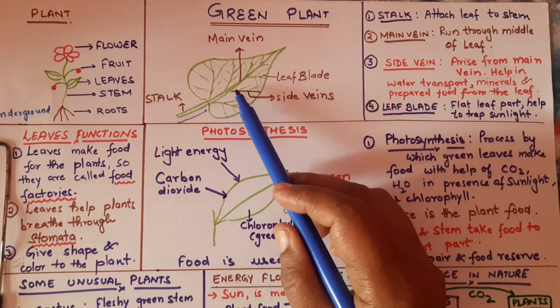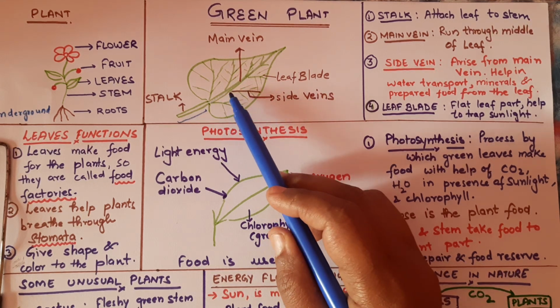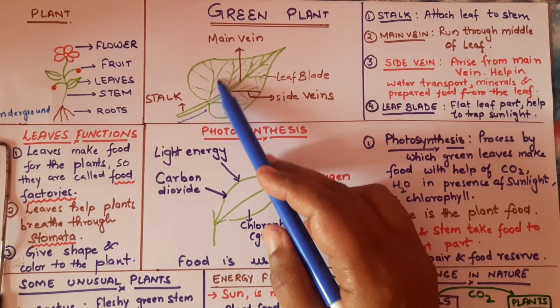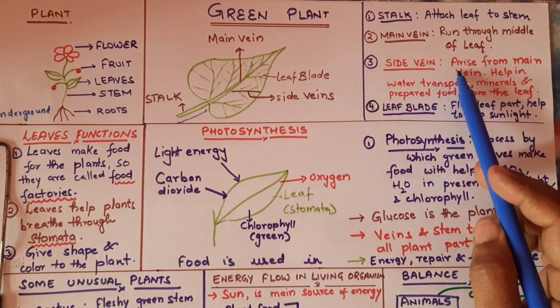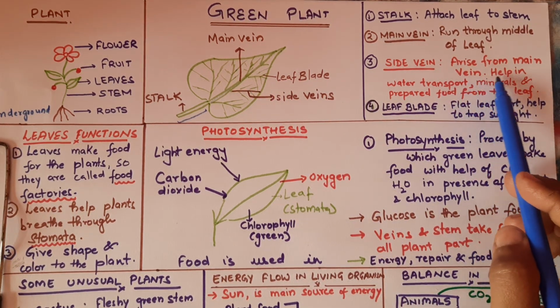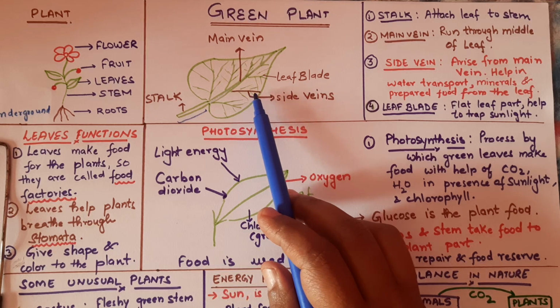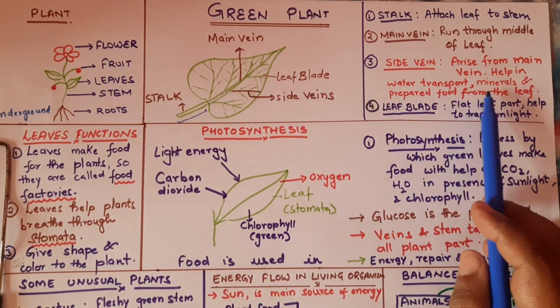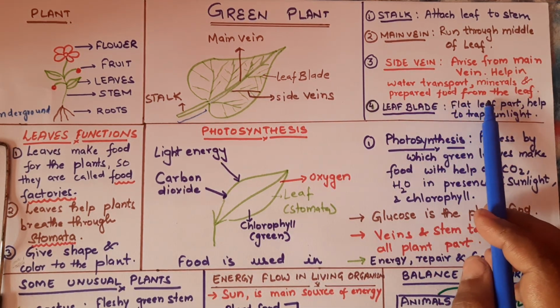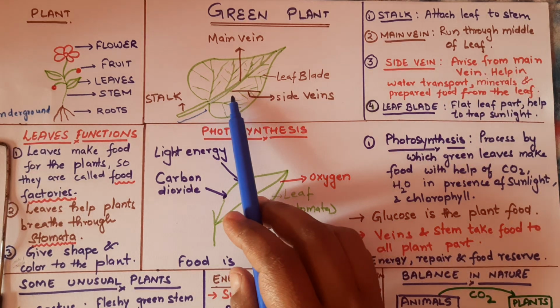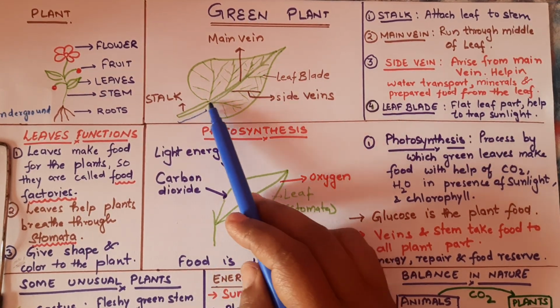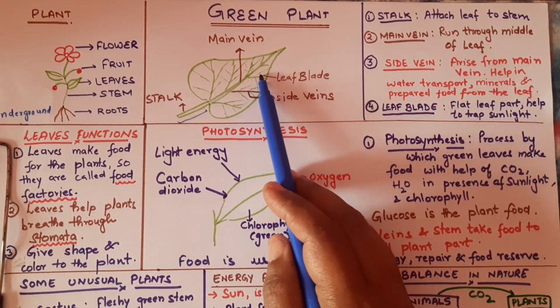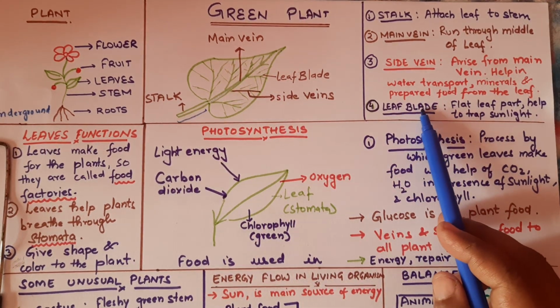Now from the main vein there are certain side veins also. They arise from the main vein. And why are they important? Because they help in the transport of water, minerals and the prepared food from the leaf. So this is the stalk, this is the leaf tissue, this is the main vein, and these are the side veins.